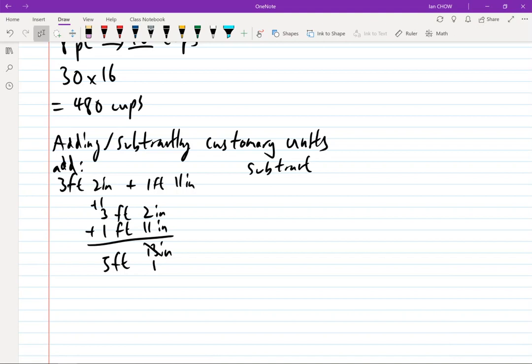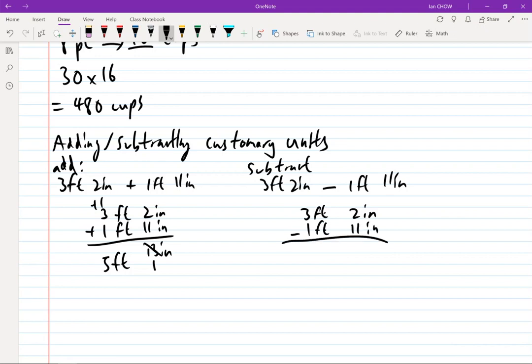Let's this time try to find a difference. 3 feet and 2 inches minus 1 feet and 11 inches. If we want to subtract, again, we're going to write it down just like we do the time. 3 feet and 2 inches minus 1 feet and 11 inches.